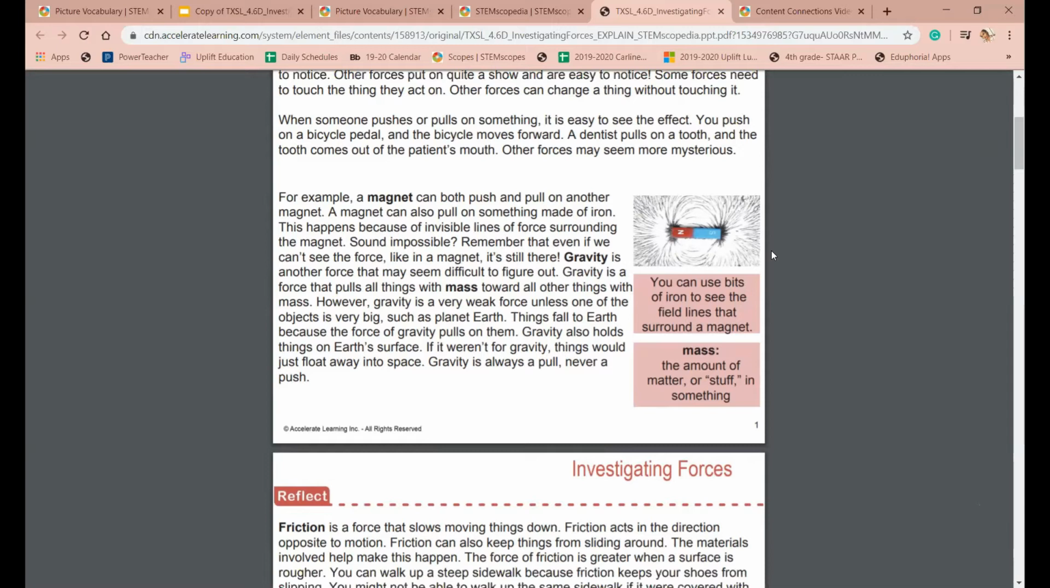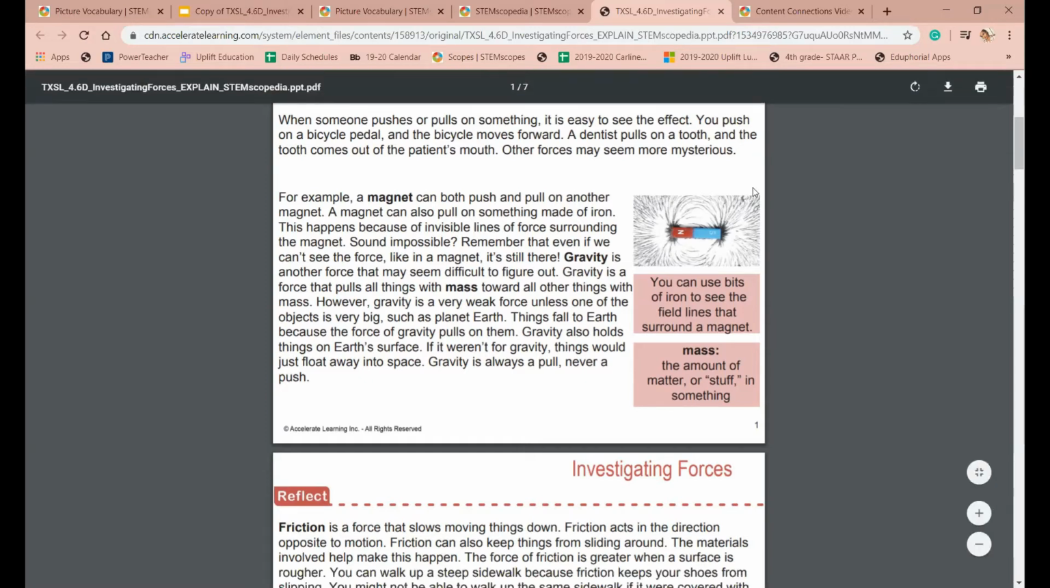Gravity is another force that may seem difficult to figure out. Gravity is a force that pulls all things with mass toward all other things with mass. However, gravity is a very weak force unless one of the objects is very big, such as planet Earth. Things fall to Earth because the force of gravity pulls on them. Gravity also holds things on Earth's surface. If it weren't for gravity, things would just float away into space. Gravity is always a pull, never a push.